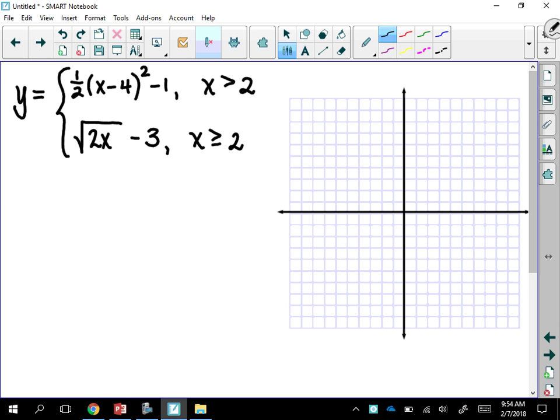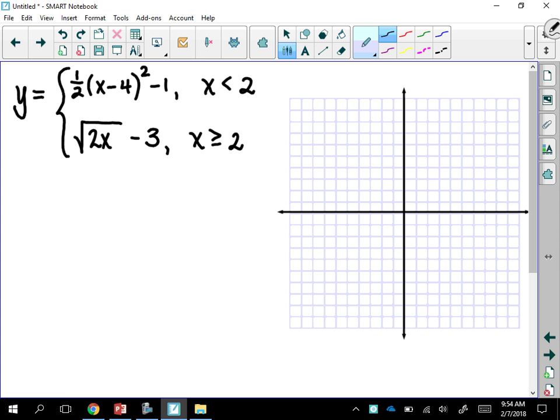All right, let's try graphing this one. We have a quadratic function and then a square root function. That needs to be x is less than 2, and then the other one is x is greater than or equal to 2. All right, first graph is a quadratic, and it's in vertex form, which is nice because we like to graph from vertex form.